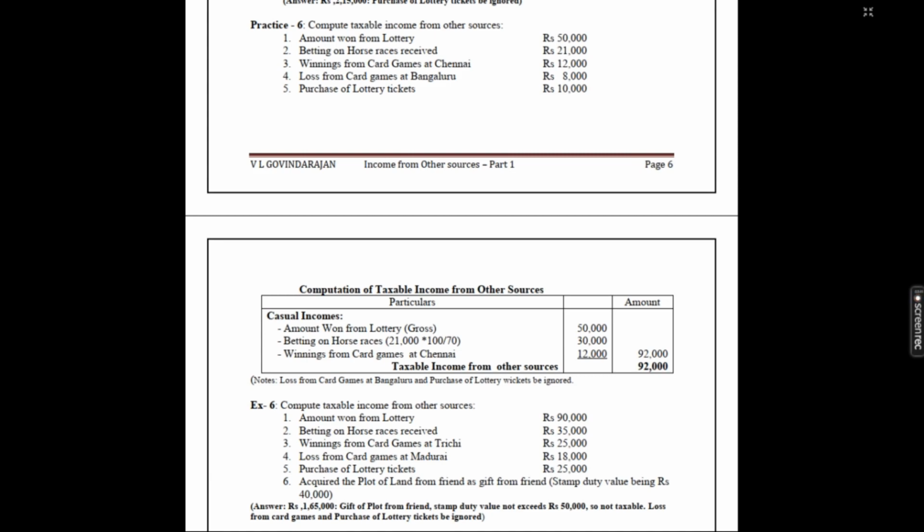Same pattern, the listeners can practice exercise 6 for their easy reference. Actually, these are all simple questions only. Only if the stamp duty value does not exceed 50,000, it is not taxable. Okay, this one is required.